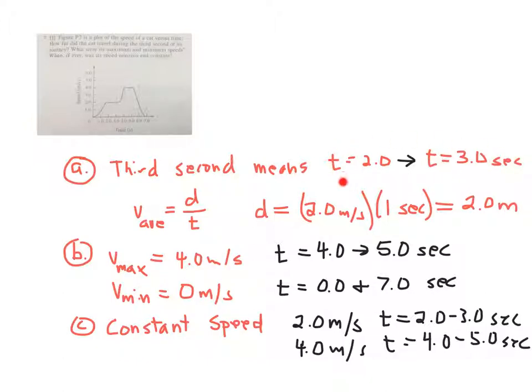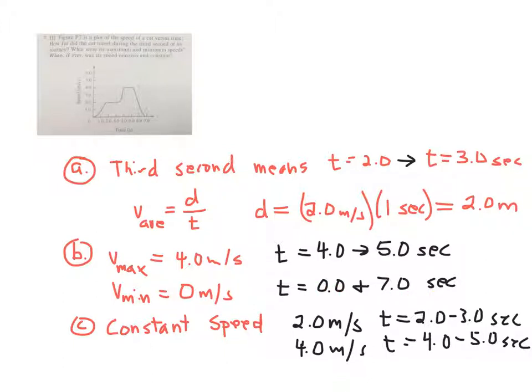And during that time, there was a constant speed of 2 meters per second, times the time interval, which is 1 second, so it simply goes 2 meters in that time span. The maximum speed you can see is 4 meters per second in the time period from 4 to 5 seconds. The minimum speed, it starts off at 0 meters per second and ends at 0 meters per second, at the 0 and the 7-second mark.